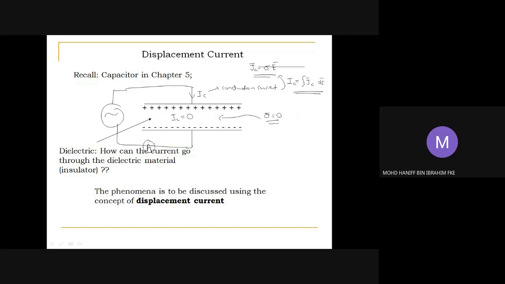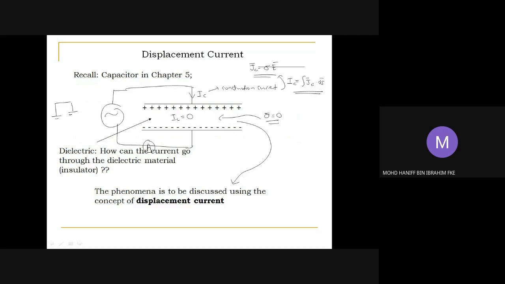But how can we have the ammeter reading here? How the current can pass through the dielectric, although it is a perfect dielectric, can be explained using the concept of displacement current. I think we learned this in circuit theory: what will happen to your capacitor when the source is a DC voltage?